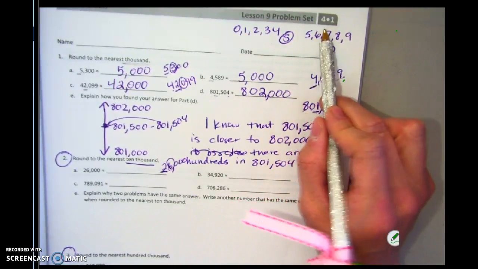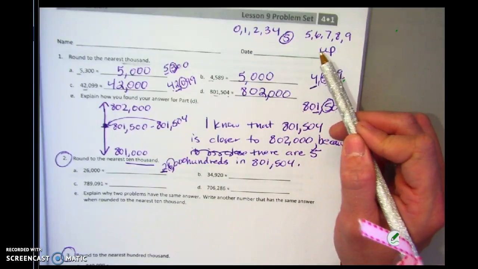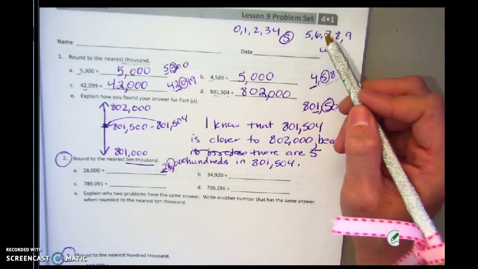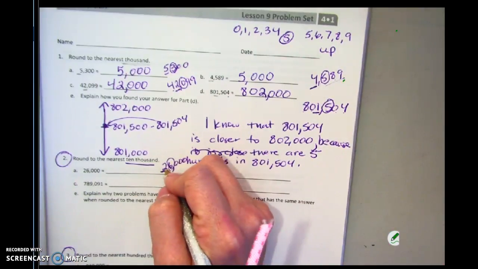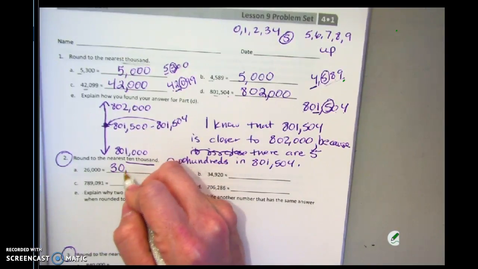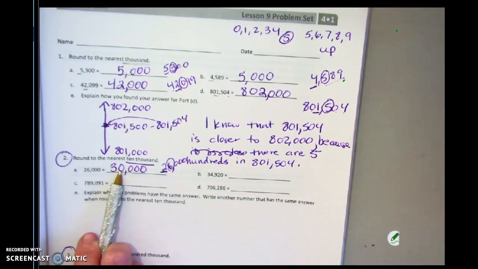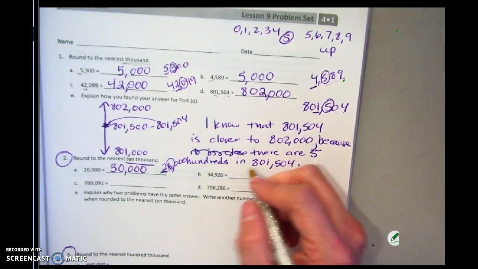I also noticed a couple of you weren't following along with me and didn't write that note. Wouldn't that have been helpful to have? So the 6 tells me that the 2 is going to go, what? Up. The 2 is going to go up to a 3. I circle it, so everything else becomes a 0. So 26,000 is closer to 30,000 instead of 20,000. Get it?